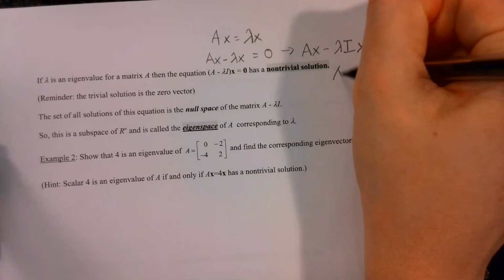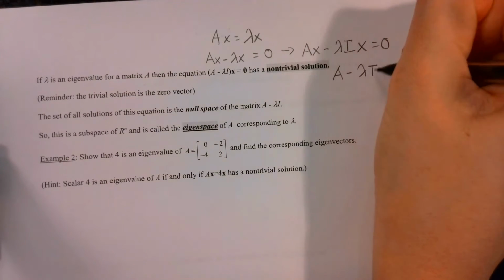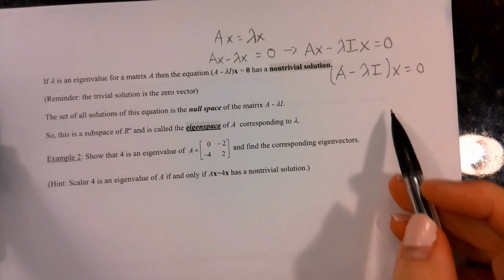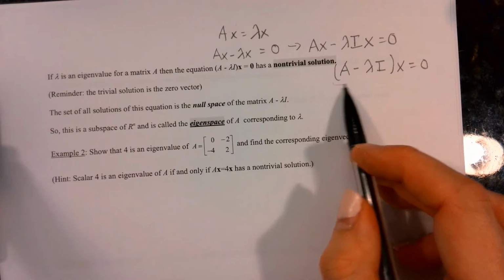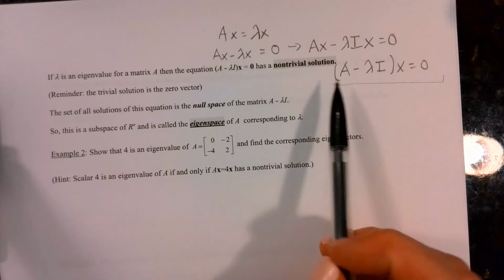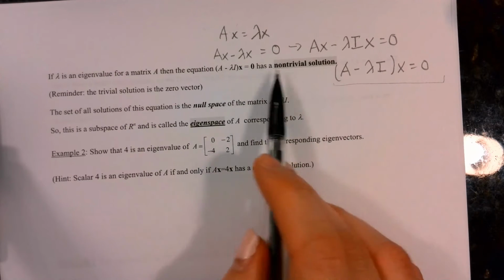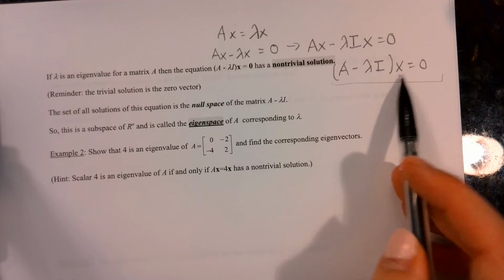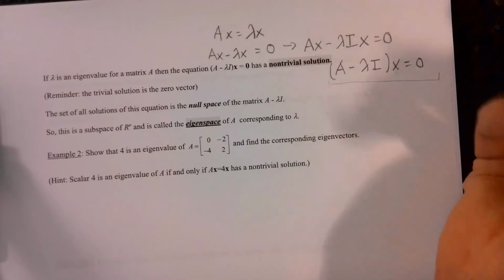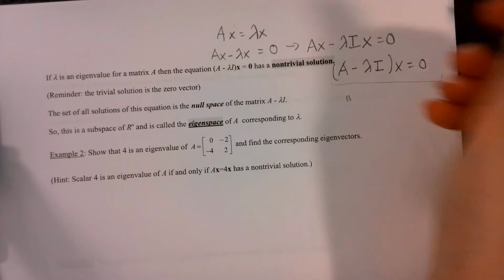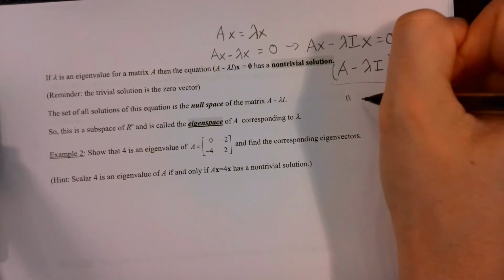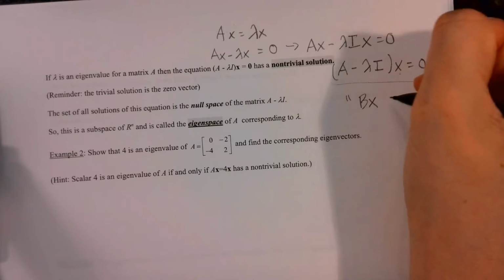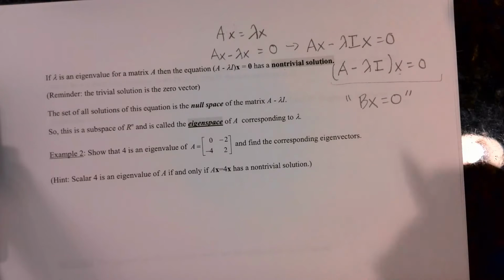So I'm getting A minus lambda times the identity matrix times x equals 0. And this is more useful because, again, we're looking for a non-trivial solution. We're looking for a vector x that is not 0. But this, if you don't mind me putting this in quotes, and I'll use B instead of A like I usually do, is finding the solutions x for the equation Bx equals 0.